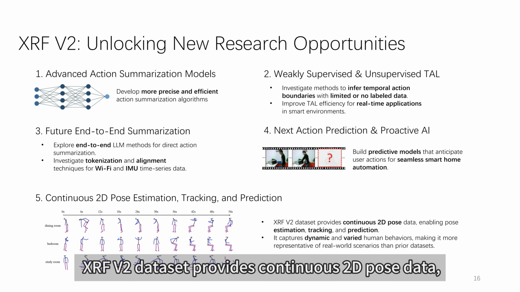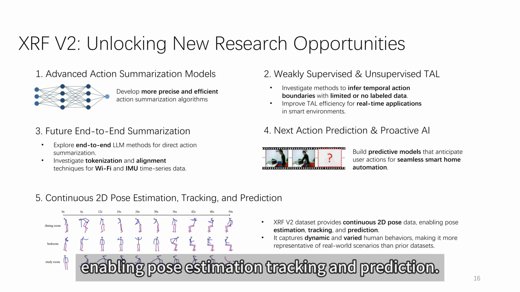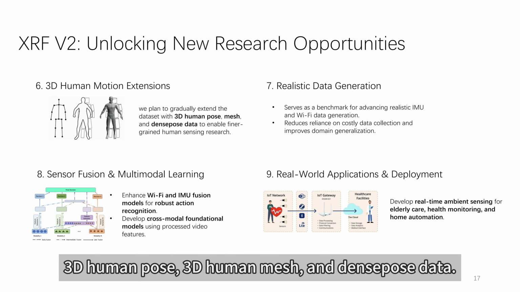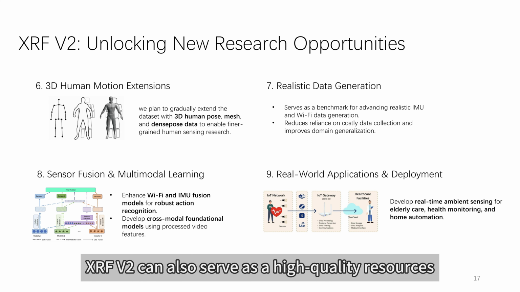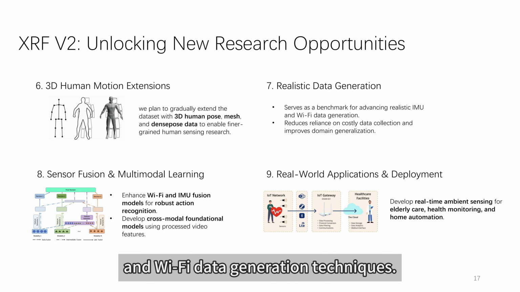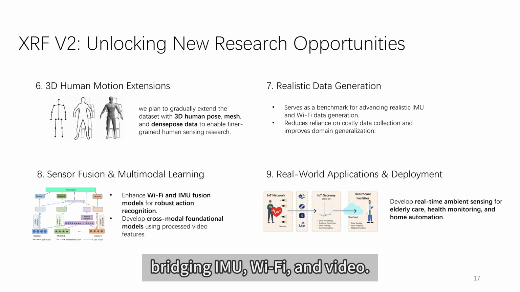Besides, the XRF-V2 dataset provides continuous 2D pose data, enabling pose estimation, tracking, and prediction. We also plan to extend the dataset to include 3D human pose, 3D human mesh, and DensePose data. XRF-V2 can also serve as a high-quality resource for developing and evaluating synthetic IMU and Wi-Fi data generation techniques. It also supports multimodal learning, bridging IMU, Wi-Fi, and video.